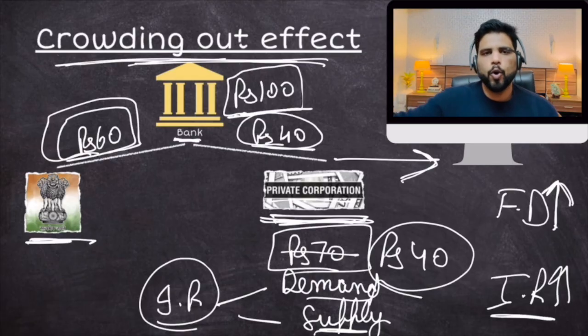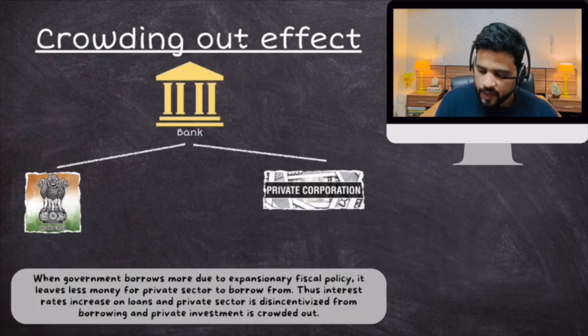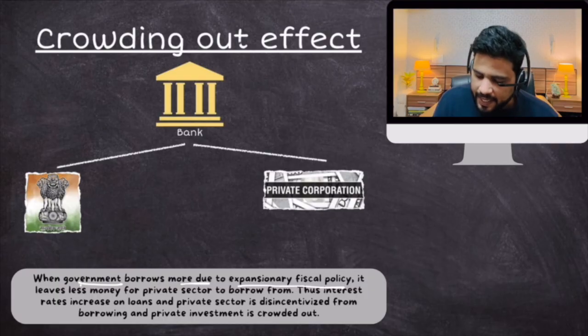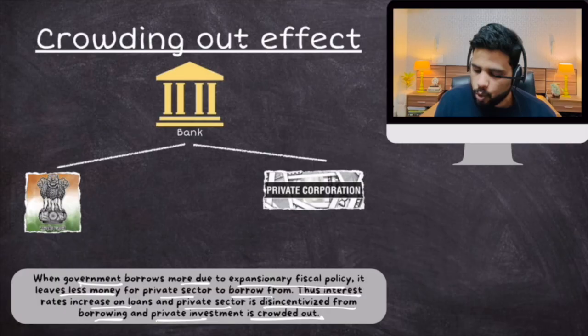They would postpone their investments because they think that loans are very expensive. This is what crowding out effect is. When government borrows more due to expansionary fiscal policy, it leaves less money for private sector to borrow from. Thus, interest rates increase on loans and private sector is disincentivized from borrowing and private investment is crowded out.